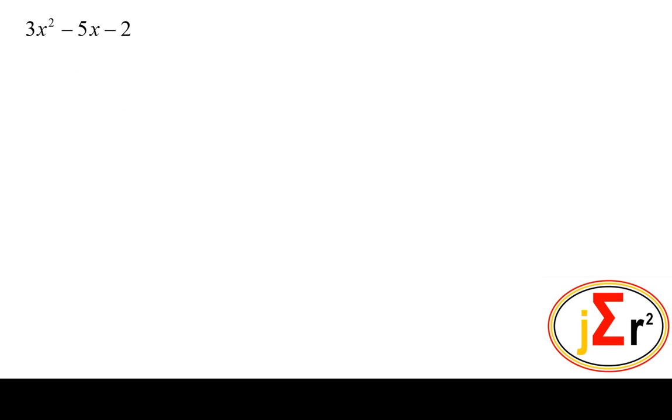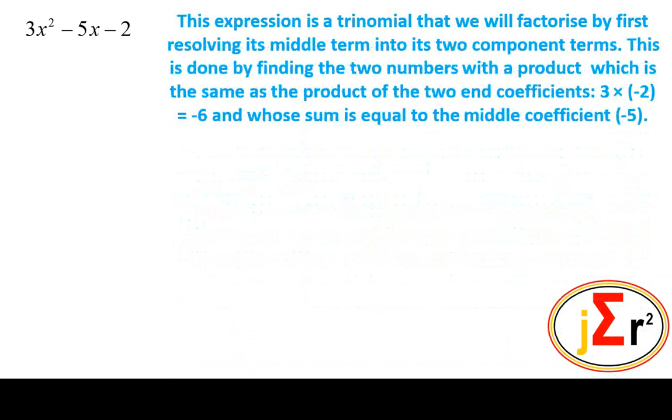Here we are required to factorize this expression. It is a quadratic expression in trinomial form. This expression is a trinomial that we will factorize by first resolving its middle term into its two components. This is a trinomial, as a matter of fact, a quadratic in trinomial form. It therefore has three terms. Its original form has four terms.